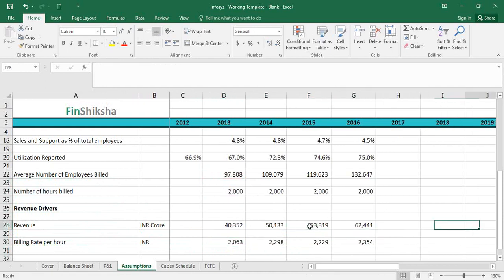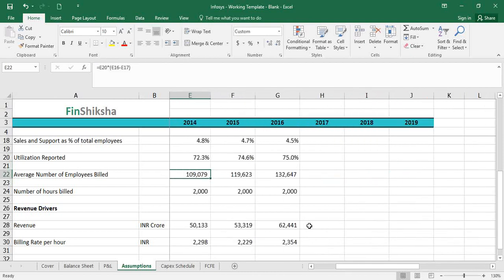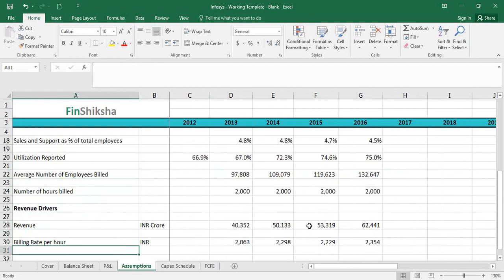So what are we saying? We are saying that employees billed multiplied by billing rate multiplied by hours should give me the revenue. Now all I need to do is take the employees billed and hours on the denominator and divide to get the billing rate data. That's what we have done for this particular data set, right? That's the billing rate per hour we get.